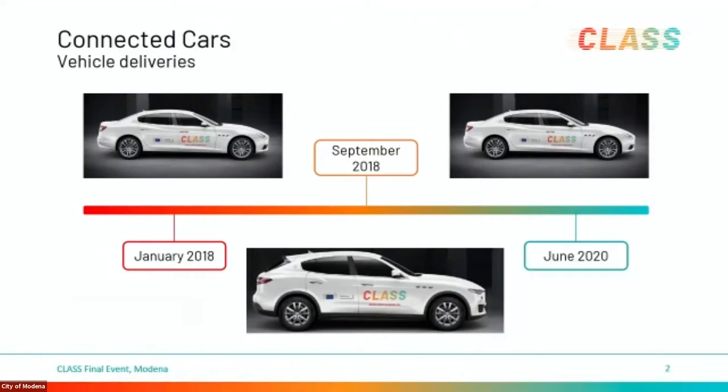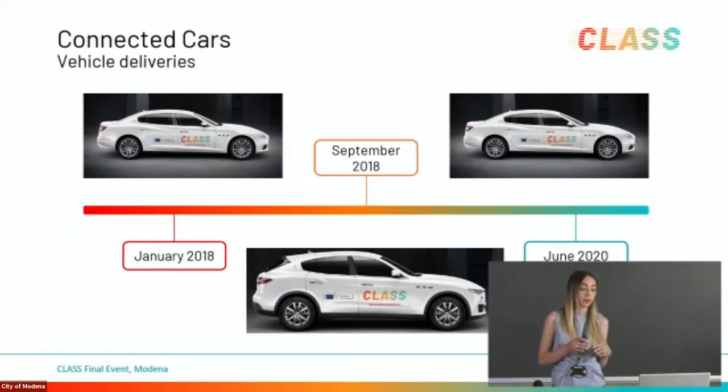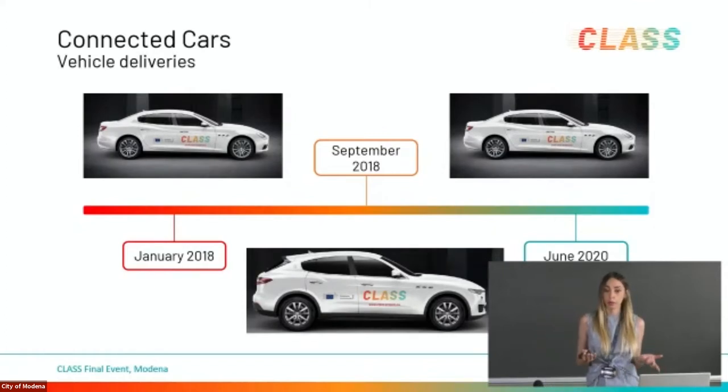Within the CLASS project, Maserati has provided three connected vehicles to the project. The first one is a Maserati Quattroporte, a luxury sports sedan, and it was provided at the beginning of the project in January 2018. The second vehicle is a Maserati Levante, a mid-size luxury crossover SUV, and it was provided in September 2018. The last vehicle was provided last year, in June 2020, and is another Maserati Quattroporte. Both Quattroporte vehicles are equipped with a support for a LiDAR on the vehicle roof. And all three vehicles are equipped with a full ADAS package, the Advanced Driver Assistance System optional package.